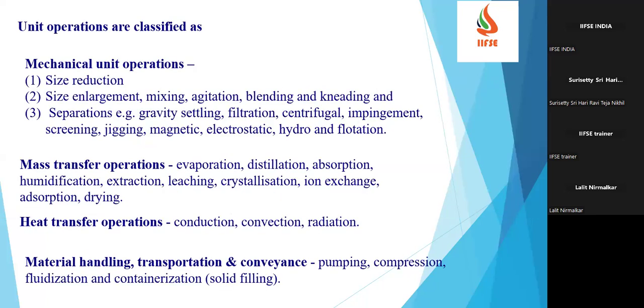Then unit operations. Unit operations are classified into different types. One is mechanical unit operations: size reduction or size enlargement, mixing, agitation. Agitation is mixing, both are the same. Blending or kneading, and also separation. For example, gravity settling, filtration, centrifugal, impingement, screening, jigging, magnetic, electrostatic, hydro, and also flotation. These are the other kinds of unit operations.